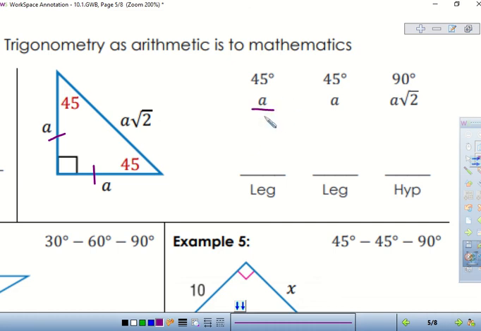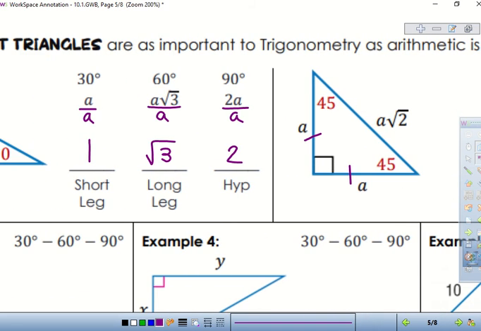So once again, to find the simplest form of this type of triangle, I can divide all of them by a. A divided by a is 1. A divided by a is 1. A radical 2 divided by a is radical 2. So these are my two legs, and this is my hypotenuse. Okay? So this is the simplest version of this. So the leg is whatever the leg is, the hypotenuse is radical 2 times that. 1 times radical 2 is radical 2. That's always the relationship they will have. Is everybody good with that? So now we're going to move into how we would utilize these examples.